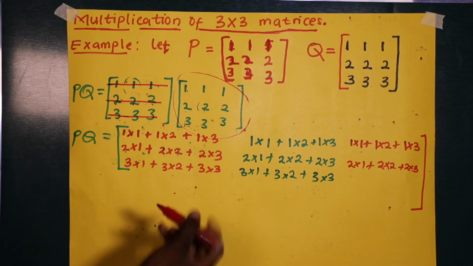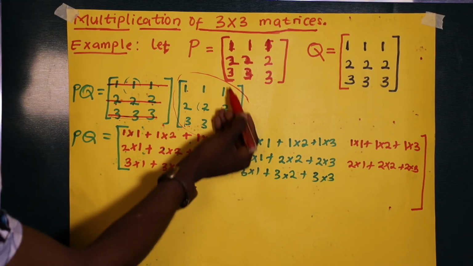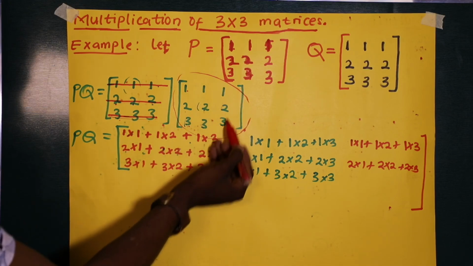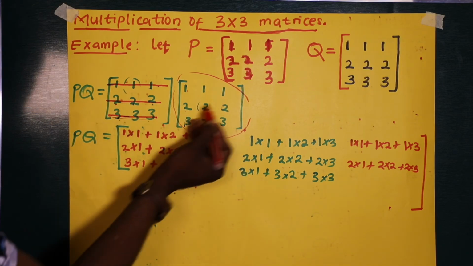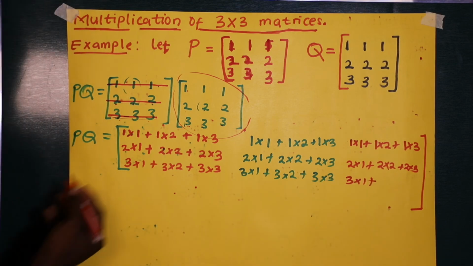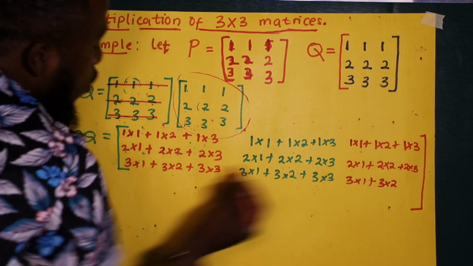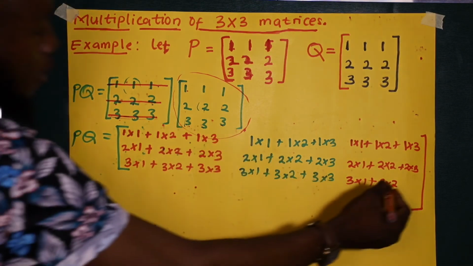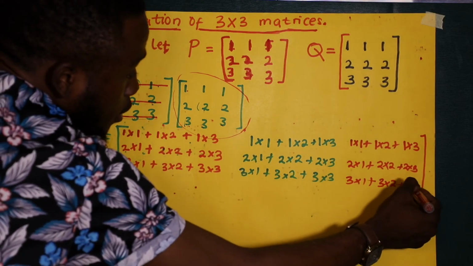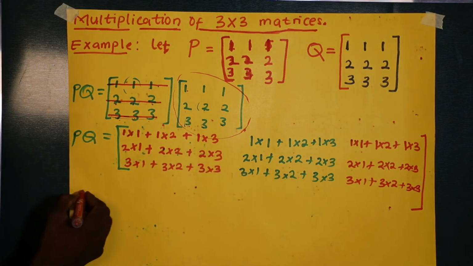You make a space again and multiply the same row with the last column of the second matrix. 3 times 1, plus 3 times 2, plus 3 times 3. So now, you conclude your matrix.